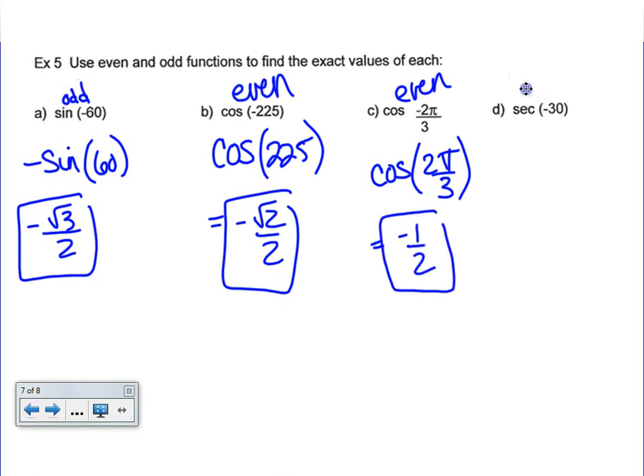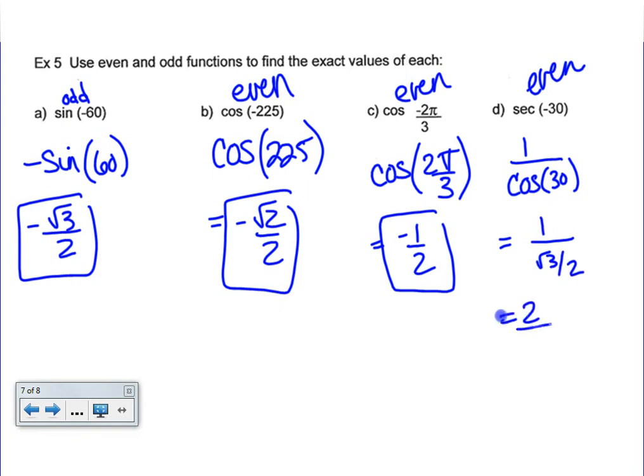And then secant is a relative of cosine, so he is even, which means that if I could find 1 over the cosine of positive 30, I'd have my same answer. So cosine of 30 is square root of 3 over 2. So if I do 1 over that, I end up with 2 over square root of 3. And when I rationalize, I get 2 square root of 3 over 3. And that concludes the lesson on 3.3.